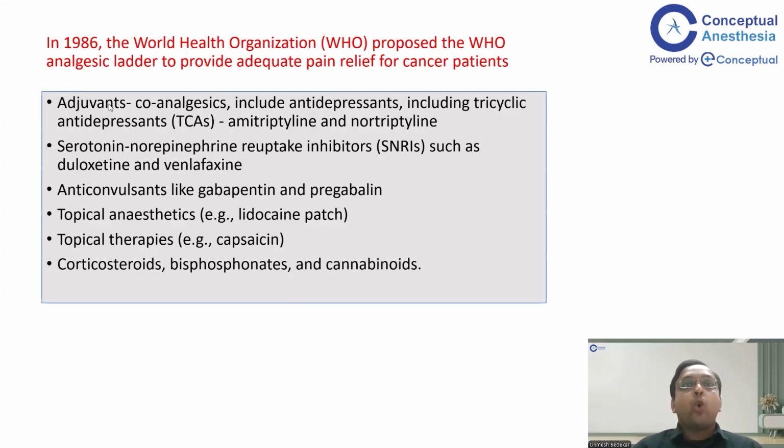Adjuvants, or co-analgesics, include antidepressants, including tricyclic antidepressants, namely amitriptyline and nortriptyline, and serotonin norepinephrine reuptake inhibitors such as duloxetine and venlafaxine. Anticonvulsants like gabapentin and pregabalin can be used. Topical anesthetics, for example, lidocaine patch, can be used. And topical therapies like capsaicin, which work on the gate theory of pain, can be used. And corticosteroids, bisphosphonates, and cannabinoids, all these come under adjuvants.